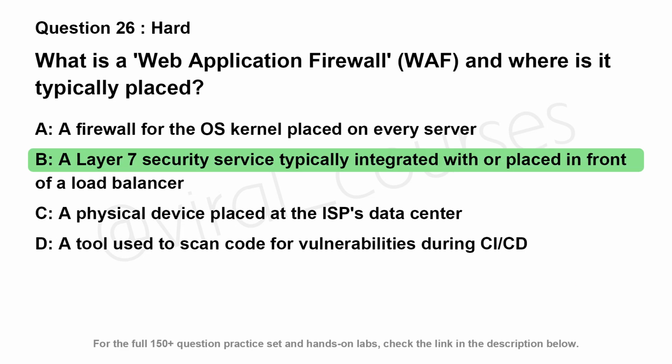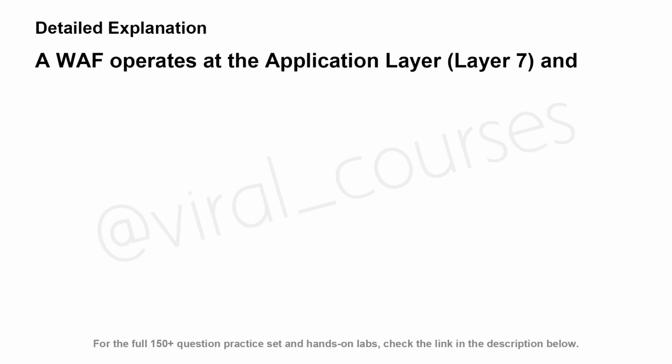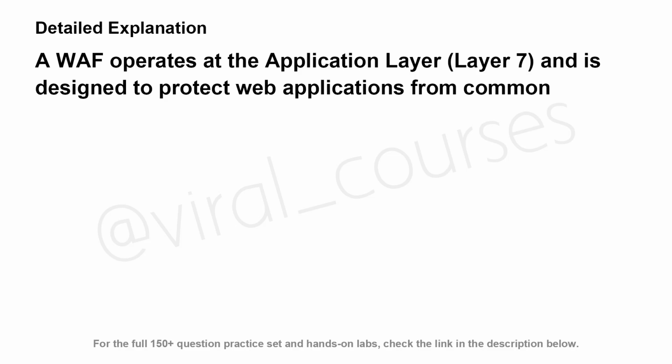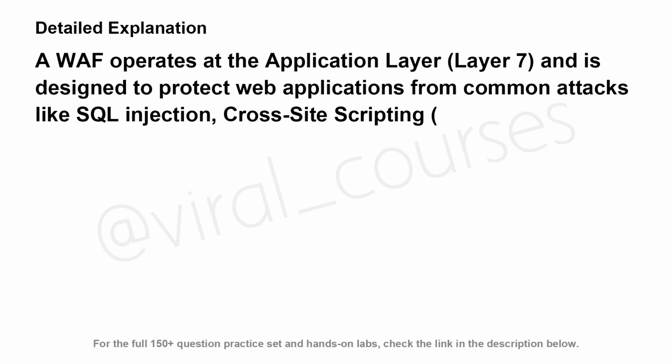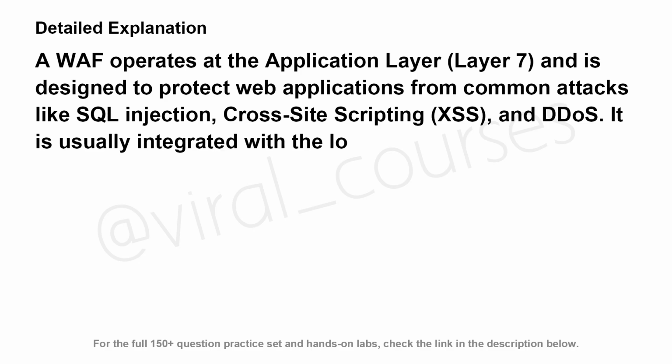The correct answer is B. A WAF operates at the application layer, Layer 7, and is designed to protect web applications from common attacks like SQL injection, cross-site scripting, XSS, and DDoS. It is usually integrated with the load balancer or CDN.